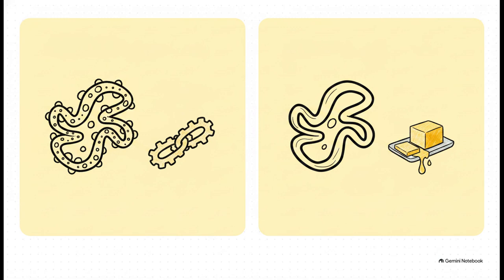First up, we have the rough ER. It gets its name because its surface is covered in these tiny machines called ribosomes, which gives it a bumpy, rough look. Its main job? Protein formation. Then, on the flip side, we have the smooth ER. It completely lacks ribosomes, so it looks perfectly smooth, and its function is entirely different. It forms lipids, or fats.